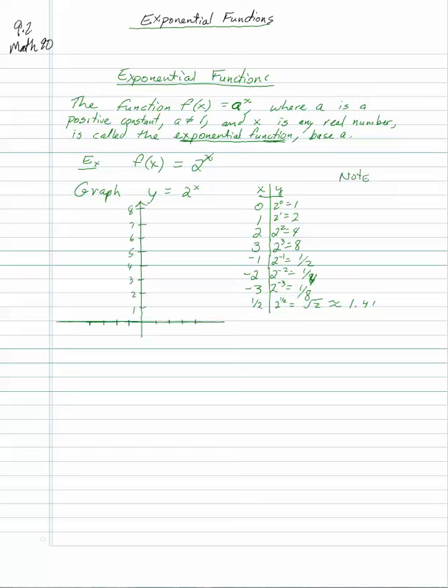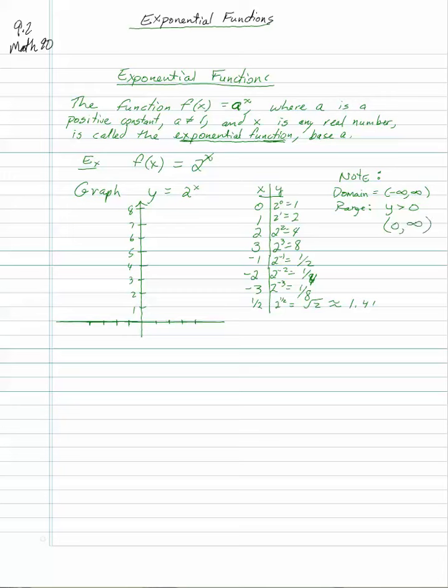Notice that the range, no matter what power you raise 2 to, is always going to be positive, and it's never going to be 0. The domain has no restriction, so that's negative infinity to infinity. The range can only be positive numbers, so y is greater than 0. You can never get 0, you can never get a negative number, so the range is from 0 to infinity.